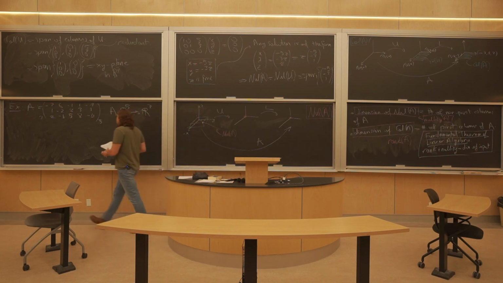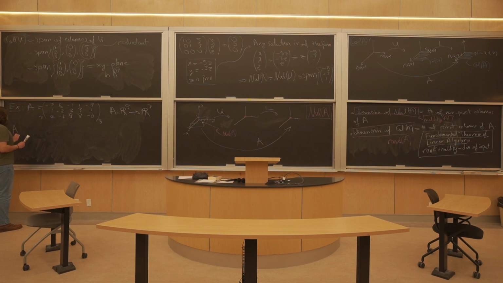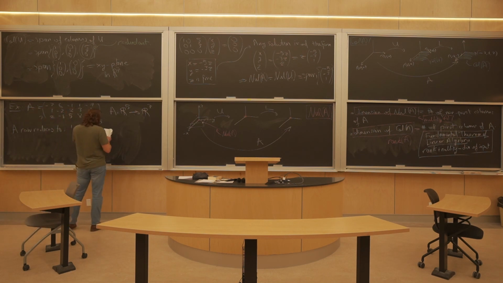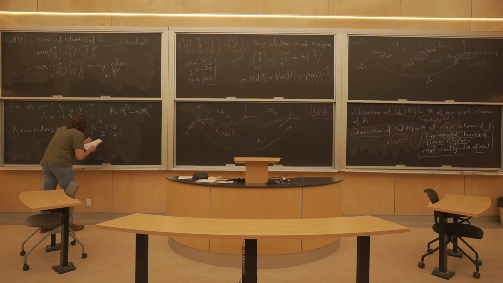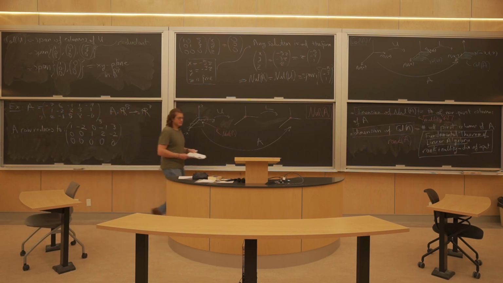And let's say that I want to figure out the column space, the row space, and the null space of A. First things first, again, I need to row reduce. Let me just say that A row reduces to this: (1, -2, 0, -1, 3), (0, 0, 1, 2, -2), (0, 0, 0, 0, 0). Okay?